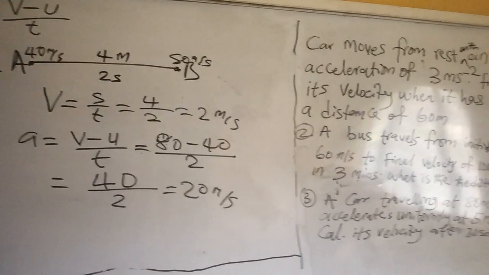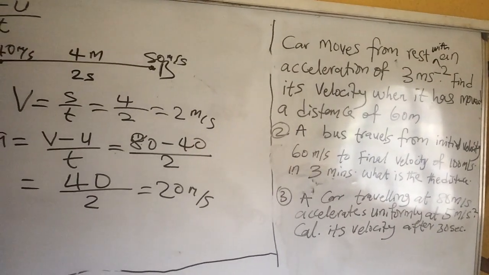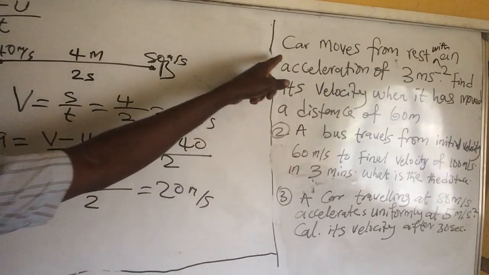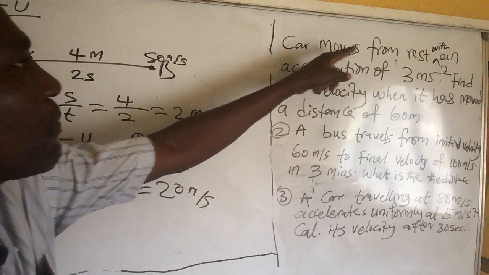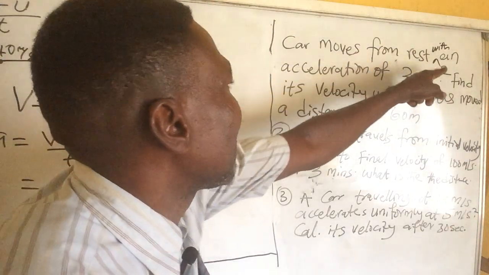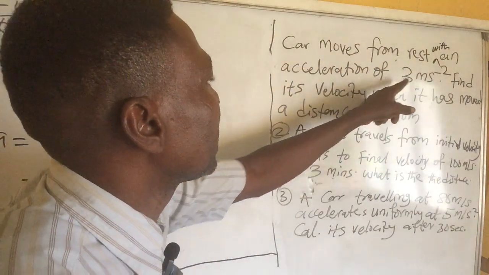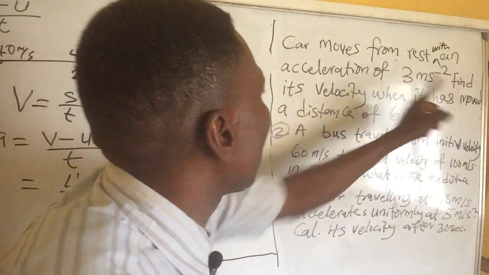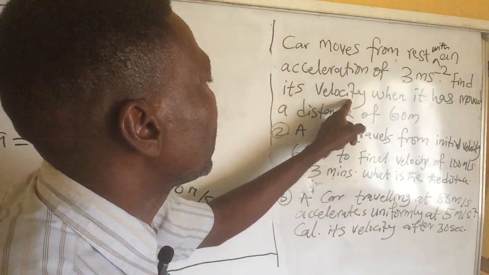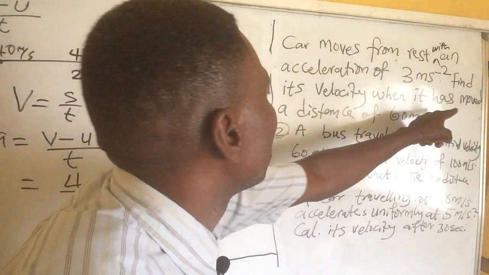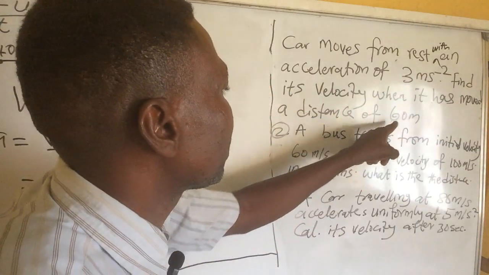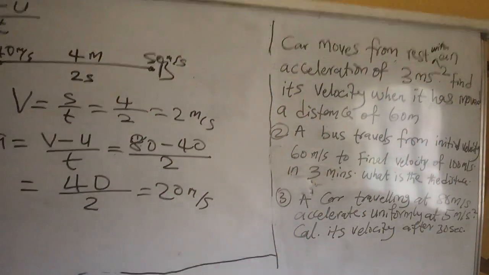This question, you may not see it clear, but I will read it. A car moves from rest with an acceleration of 3 meters per second squared. Find its velocity when it has moved a distance of 60 meters.